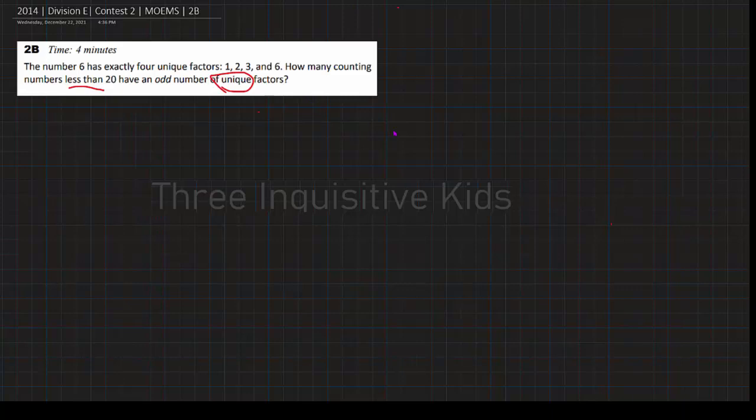So how many numbers less than 20 have an odd number of unique factors? Well, if you think about this, all numbers that have an odd number of unique factors cannot be prime, because prime numbers only have 2 factors, one and itself, and that is not an odd number of unique factors. Okay, so it cannot be a prime number.